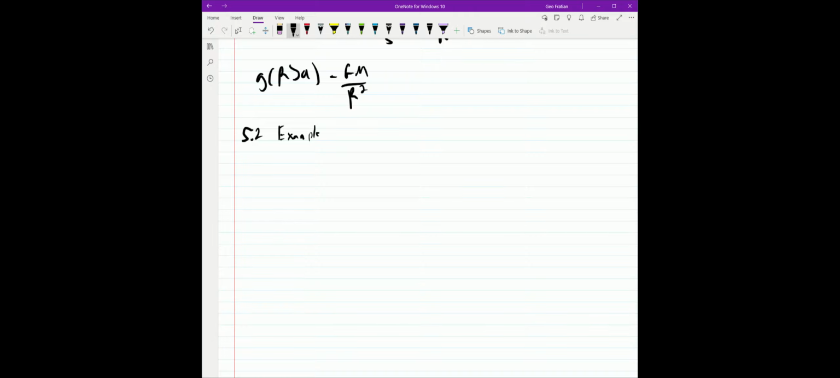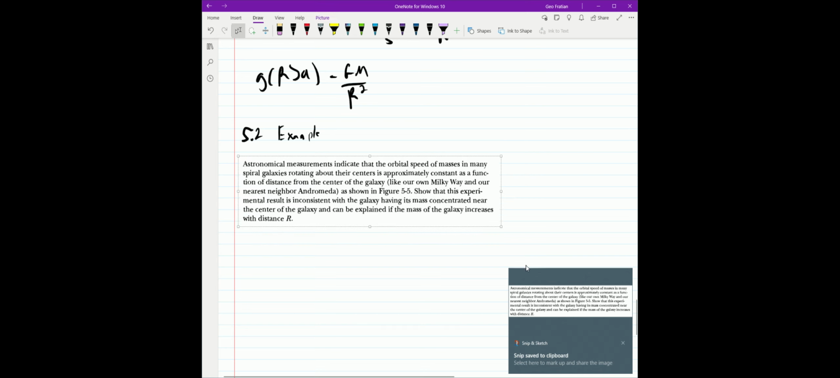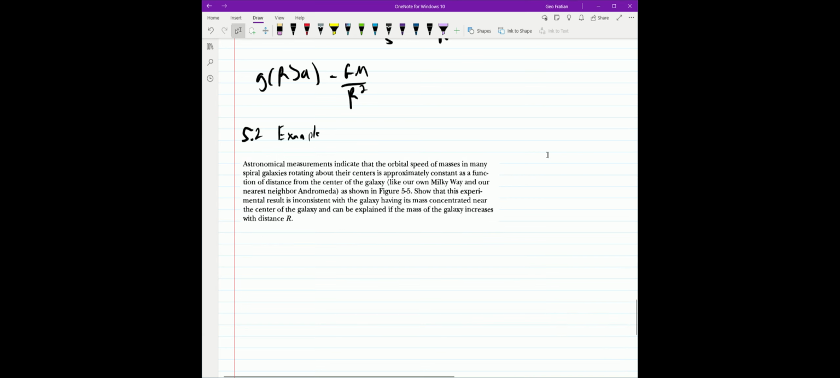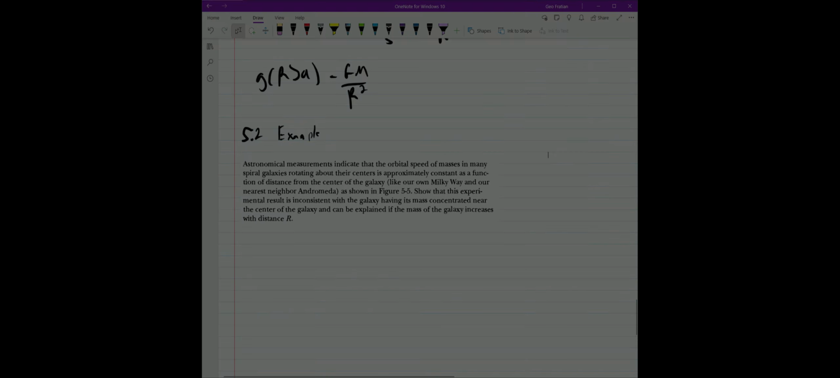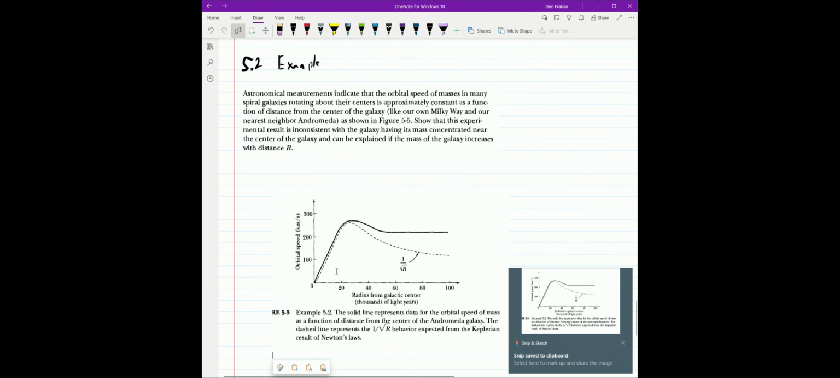Let me screenshot the question actually because it's kind of long. Astronomical measurements indicate the orbital speed of masses in many spiral galaxies rotating about their centers is approximately constant as a function of distance from the center of the galaxy. As shown in figure 5.5, show that this experimental result is inconsistent with the galaxy having its mass concentrated near the center of the galaxy, and can be explained if the mass of the galaxy increases with the distance r. Okay. So this is figure 5.5.